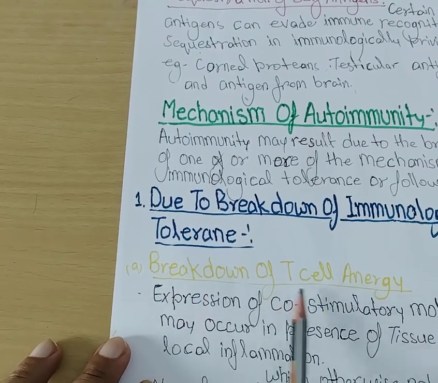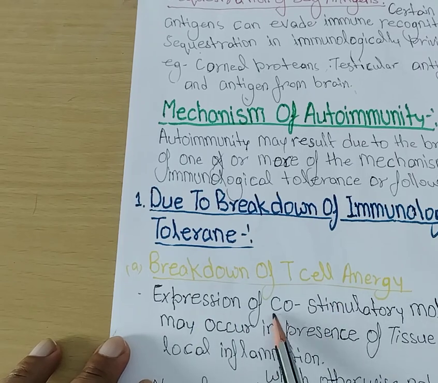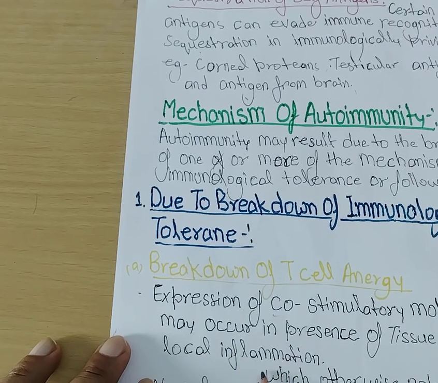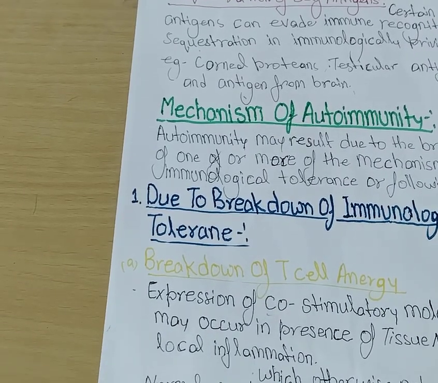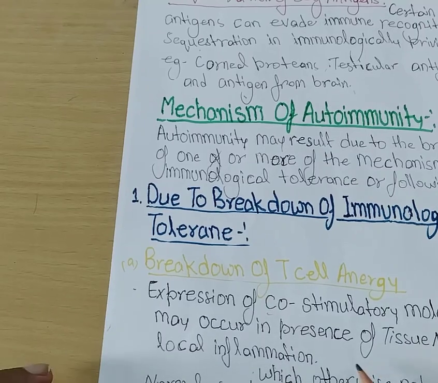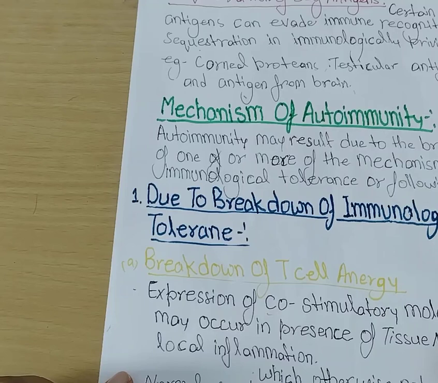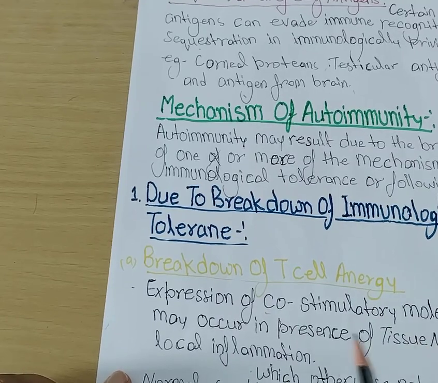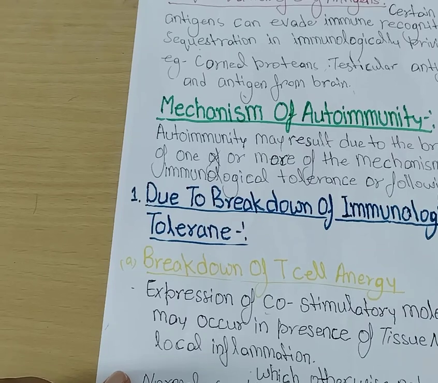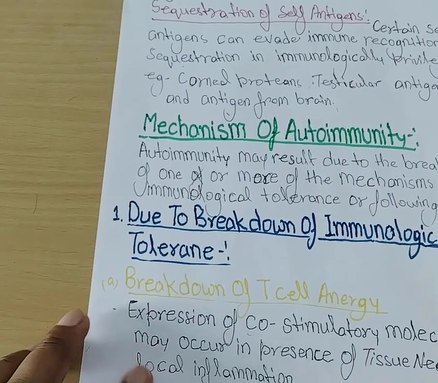First one is breakdown of T cell anergy. Expression of the co-stimulatory molecule B7 may occur in the presence of tissue necrosis and local inflammation, which is otherwise not expressed in normal conditions. Sometimes, like in tissue necrosis or inflammation, the co-stimulatory molecule of the self-reactive T cell becomes expressed, and this may cause autoimmune disease or autoimmunity.